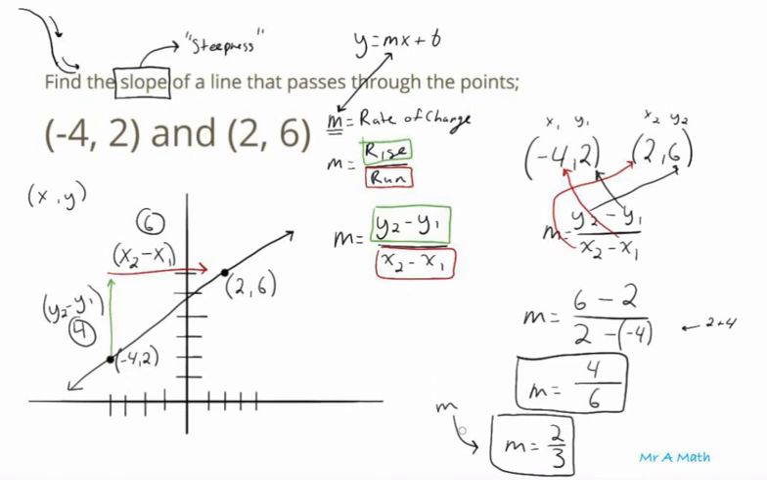So here is a good example of how we can find the slope of the line passing through 2 points by using our slope formula, which is right here, just as a reminder: m equals y2 minus y1 divided by x2 minus x1.